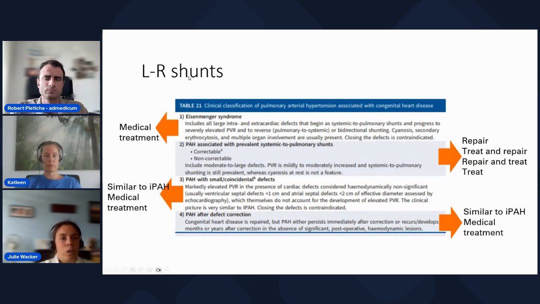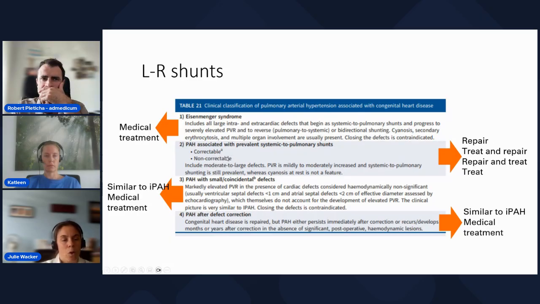Okay. So when you have a left to right shunt, you can have different situations. The most serious end of the spectrum is the Eisenmenger syndrome, where your pulmonary vascular disease is so important that your shunt has reversed. Those patients, you shouldn't close the shunt, but treat them medically. You can have pulmonary hypertension with a systemic to pulmonary shunt, not yet Eisenmenger. In this group, you have to find which ones are correctable, and then you can close the shunt. And the ones that are not correctable because the pulmonary vascular disease is advanced, even though not Eisenmenger, you shouldn't close the shunt.